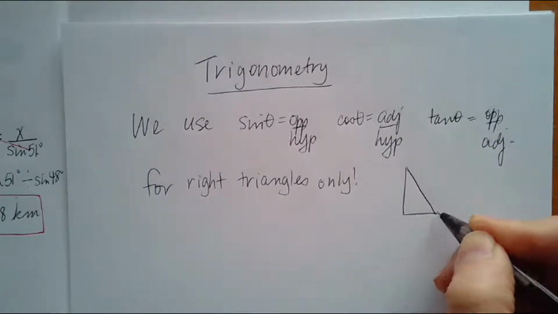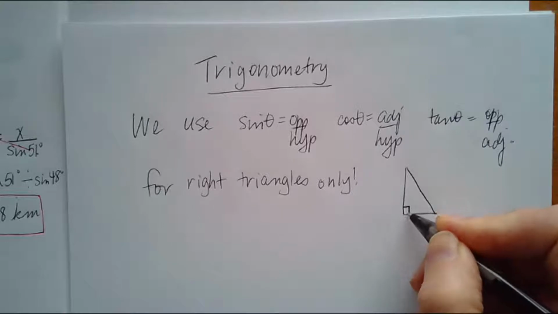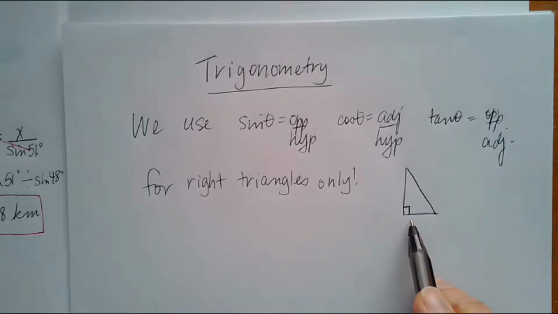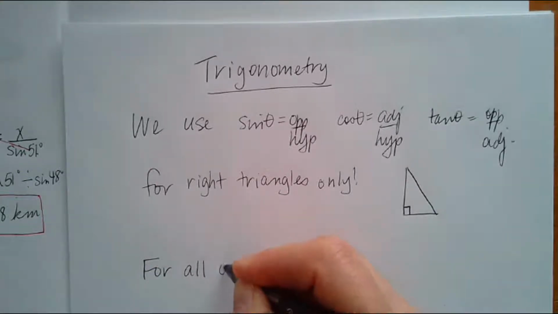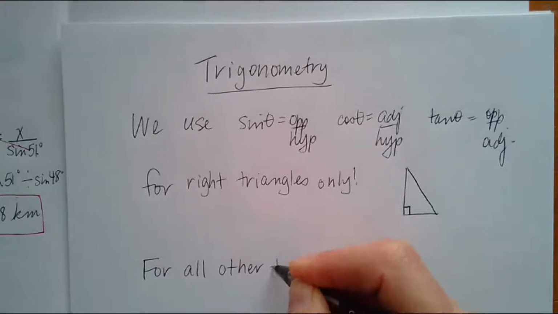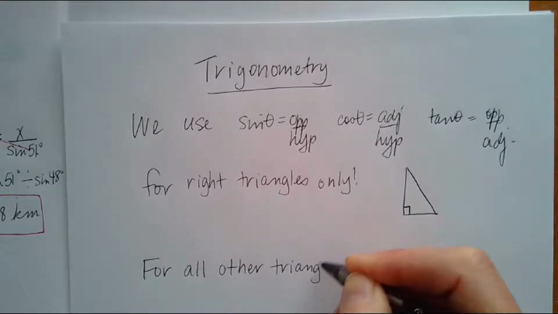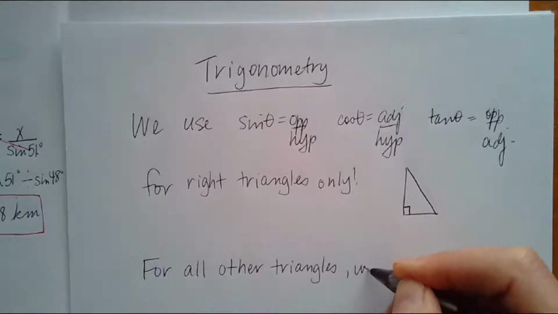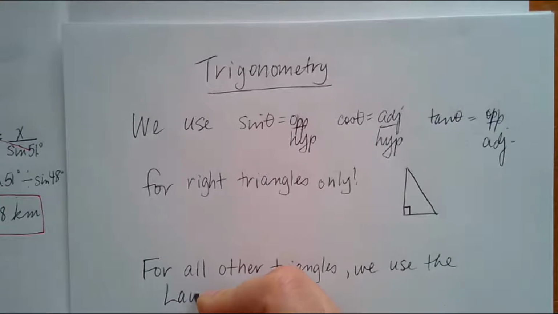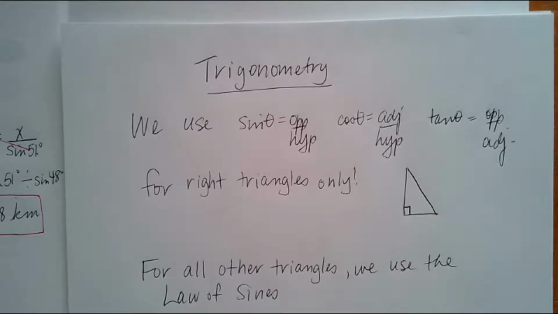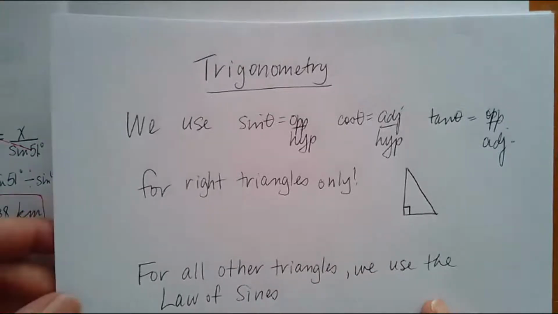So they have to have that little corner, and we did a review of the types of triangles in lesson 1. They have to have that corner in there to indicate that it's a right angle triangle, okay? For all other triangles, we use the law of sines or the law of cosines. And we're going to do the law of cosines today.